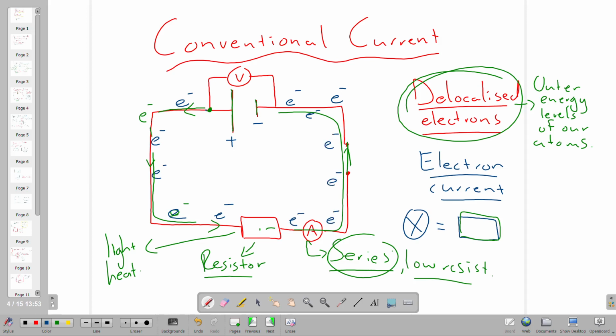Alright, so what happens is when I switch on my circuit or I insert the battery, these electrons start moving slowly in this direction.